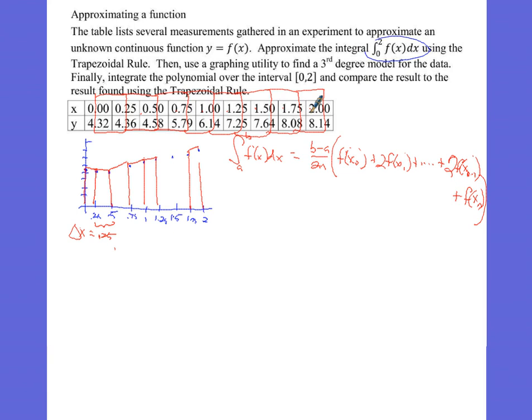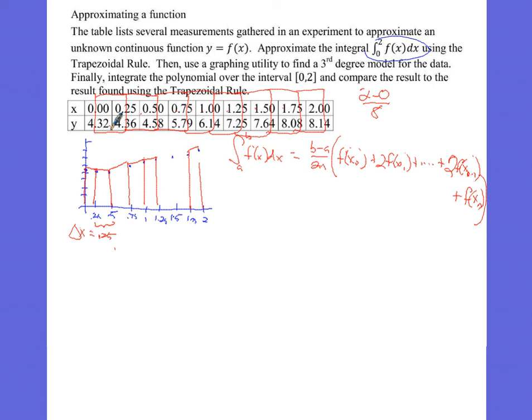If you wanted to plug in n, like maybe you don't know, from 0 to 2, we'd do 2 minus 0 divided by, we're forming 8 trapezoids. 2 divided by 8 is 0.25. So that's where the 0.25 is coming from. All right, so I just wanted to point that out. We have 9 data points, but that means that there's 8 trapezoids.